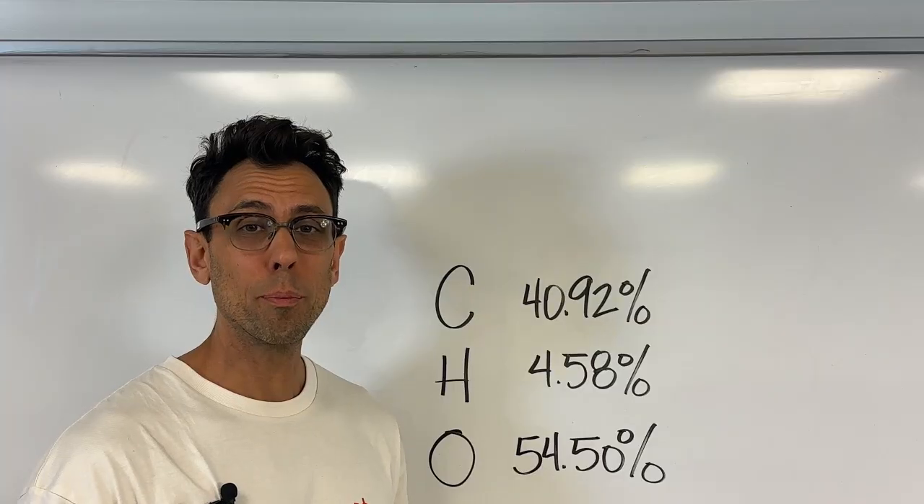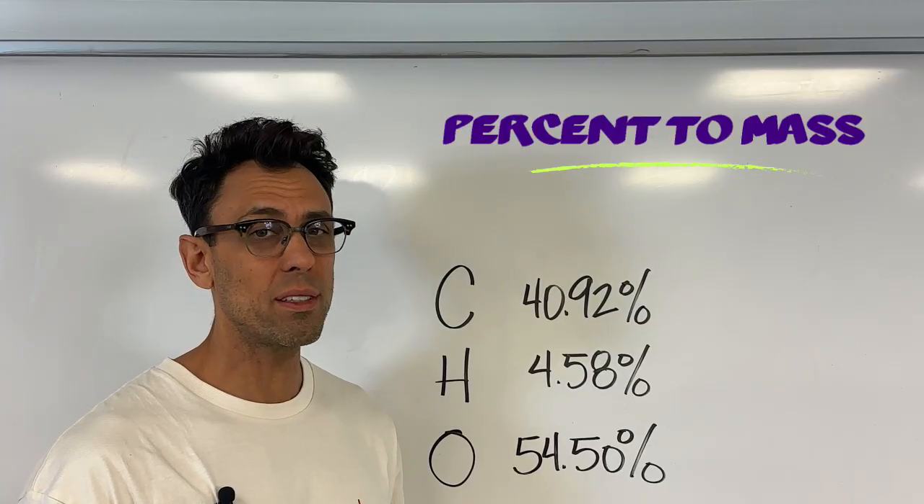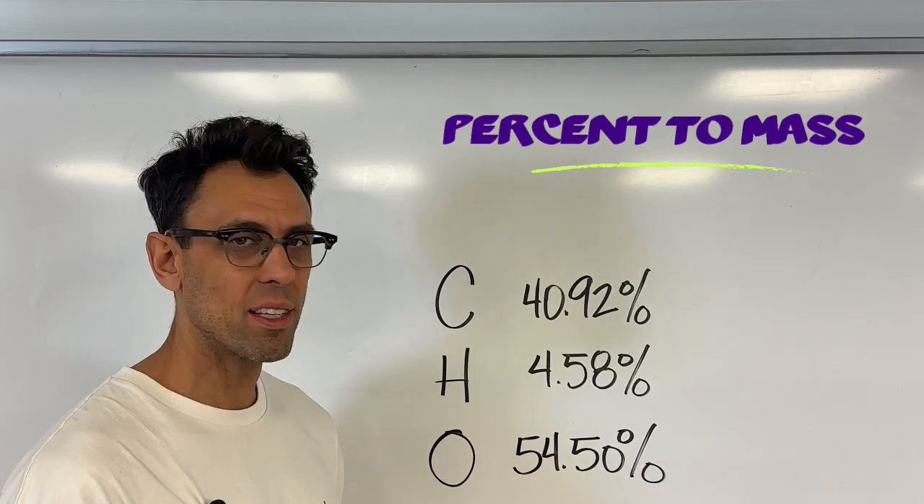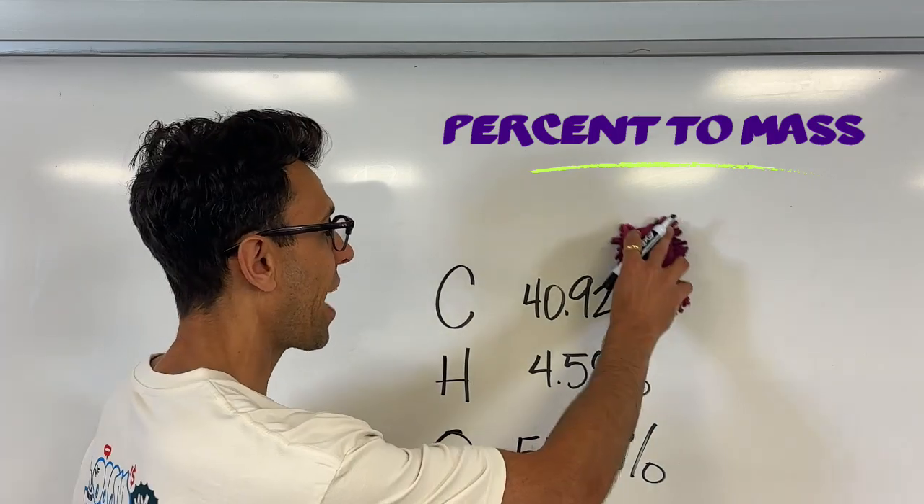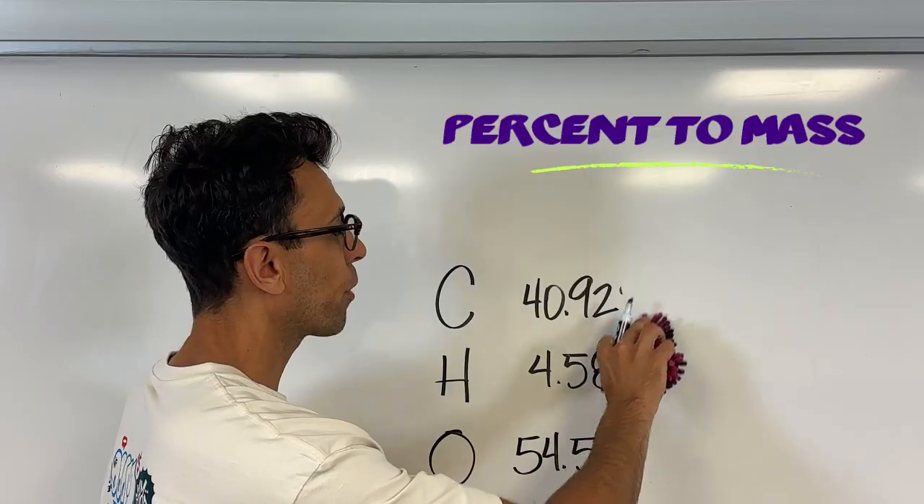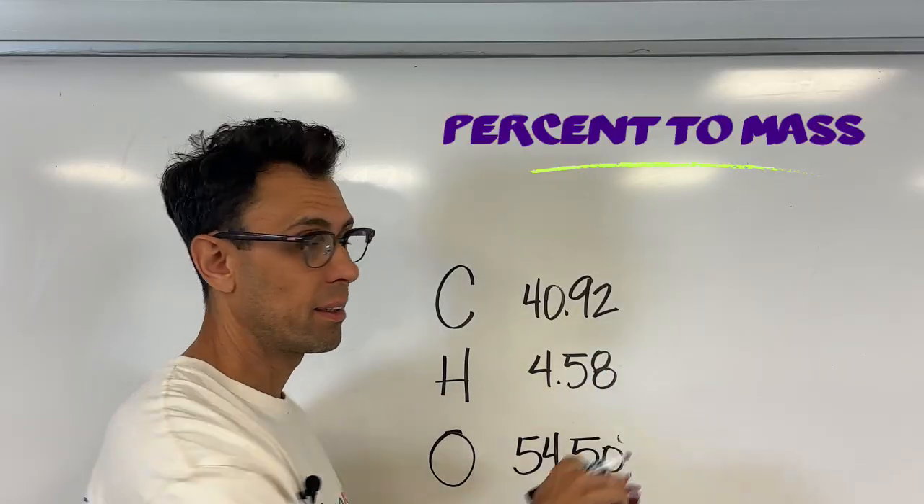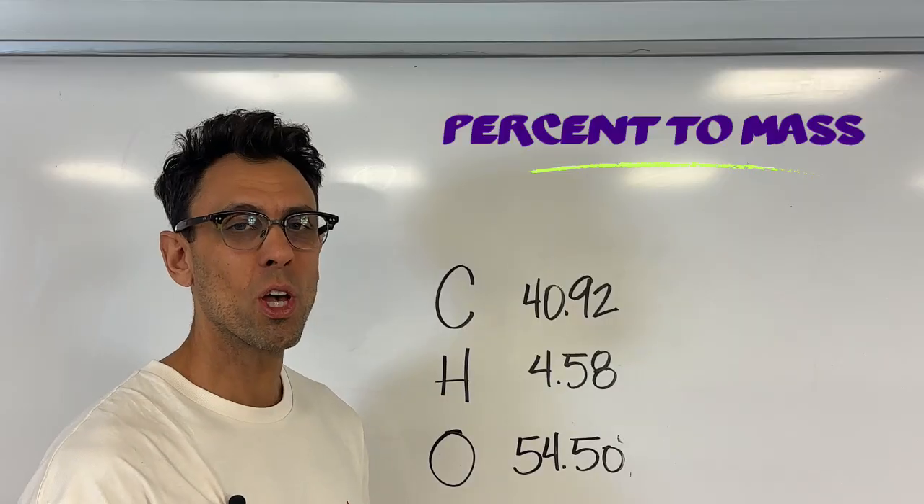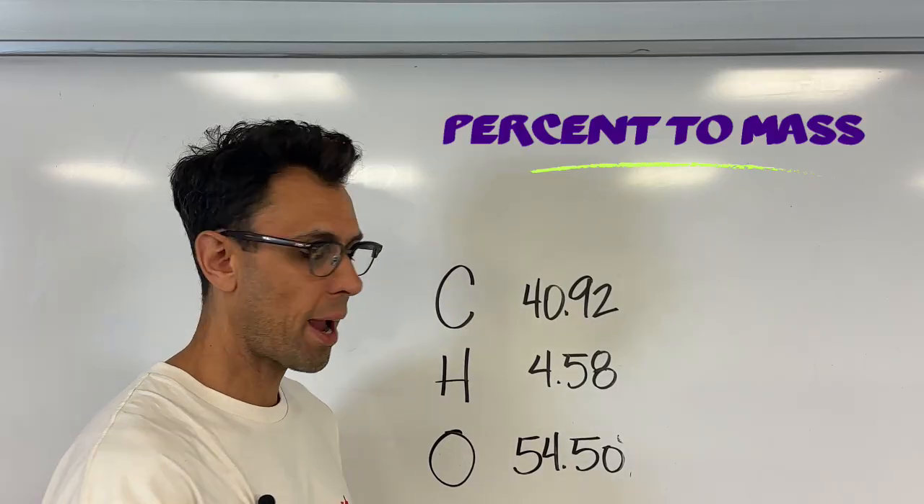Okay, step 1, percent to mass. This is incredibly easy. All you need to do is take these percent signs after the numbers and erase them. Now, in order to go from percent to mass, you won't believe how simple this is. We simply replace those symbols with a lowercase g for grams.